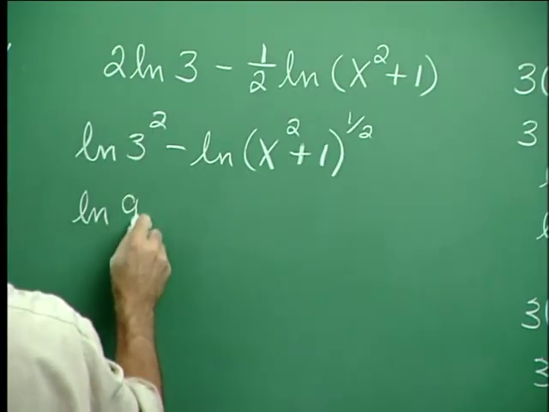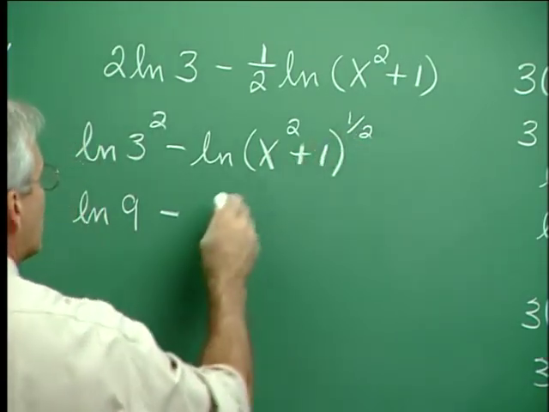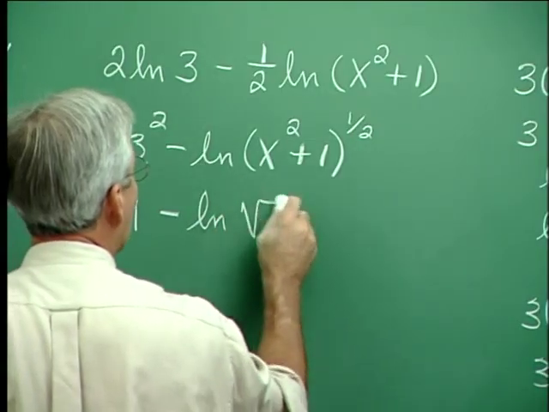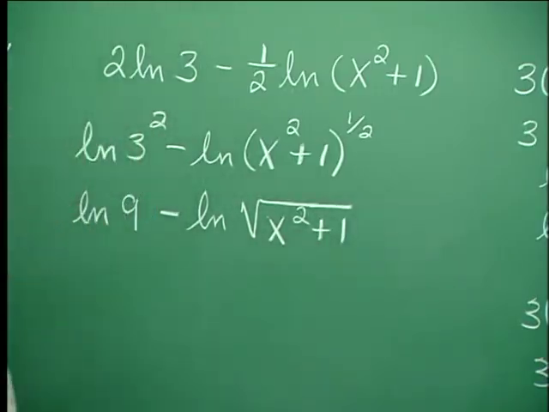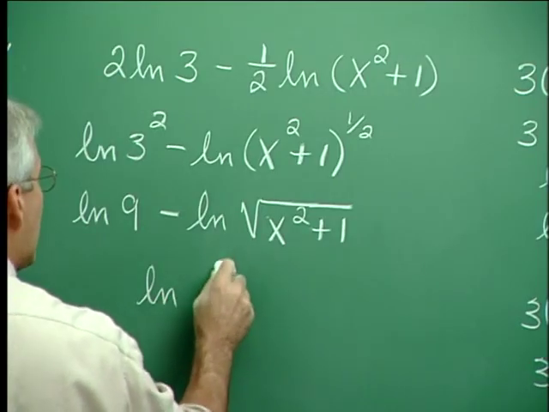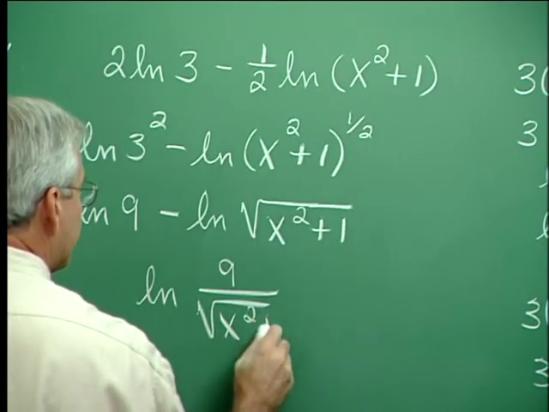I'm going to burn a step here and simplify just a little bit. It's important to understand that the 1/2 exponent means that we have a radical. So this is the square root of x squared plus 1. Now we have the difference of logarithms, which implies the logarithm of a quotient. So it's the logarithm of 9 over the square root of x squared plus 1.